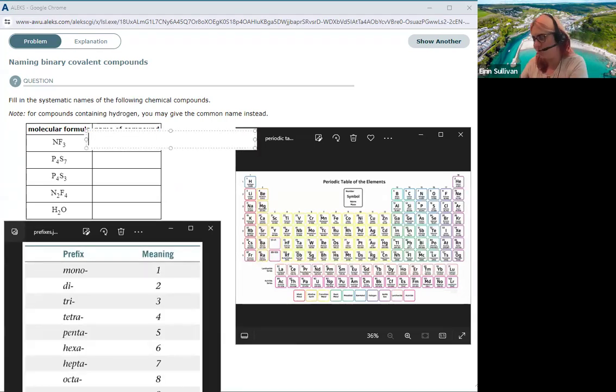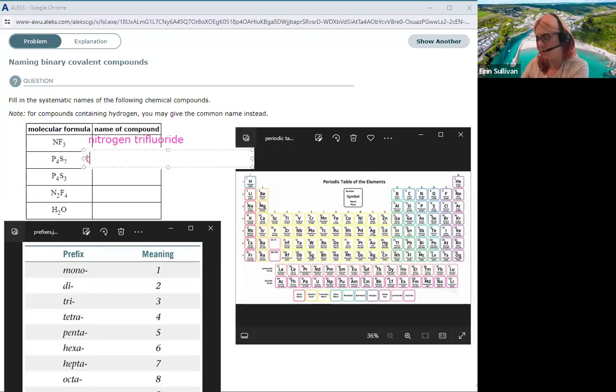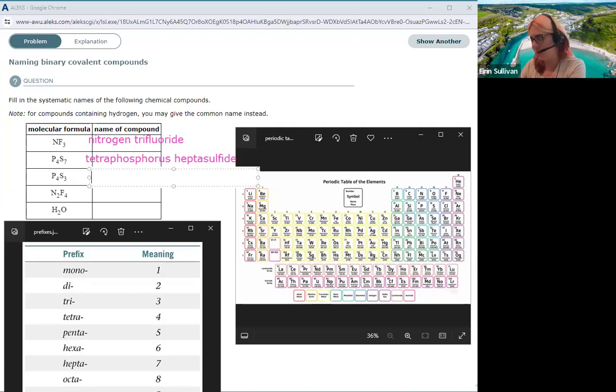Okay, so quick fire then. NF3 will be nitrogen trifluoride. You probably worked this out before I can type it at this point, right? P4S7 would be tetraphosphorus, and then 7 is hepta. That one doesn't come up so often. Heptasulfide. And then P4S3. So again, tetraphosphorus, and then 3 sulfurs would be trisulfide.